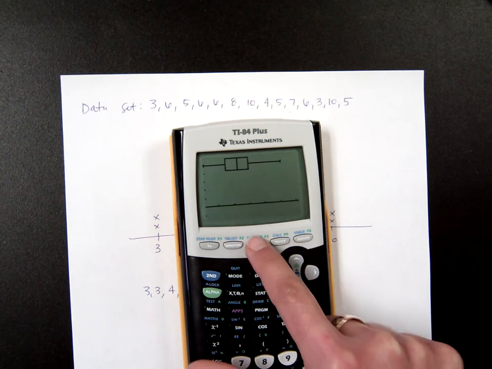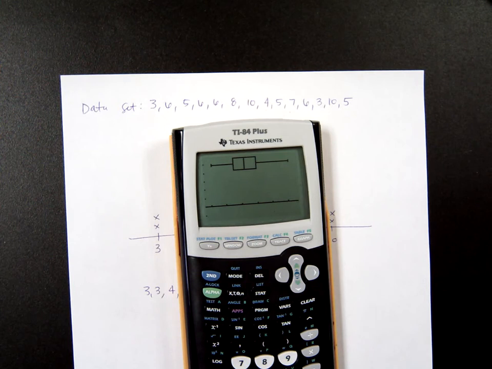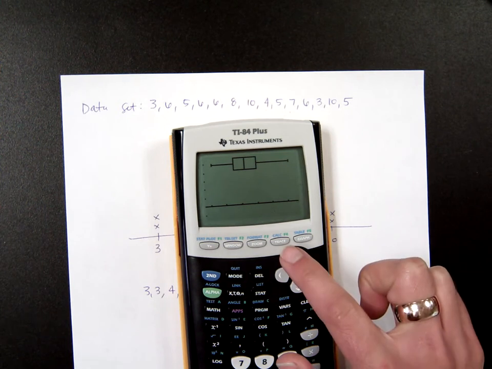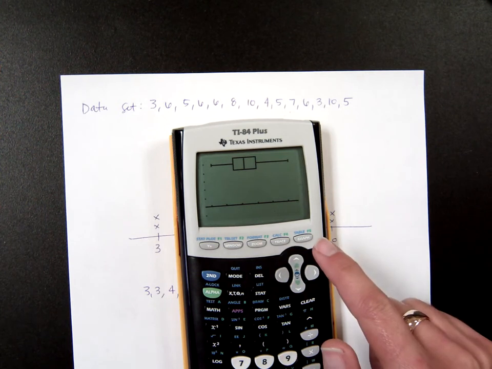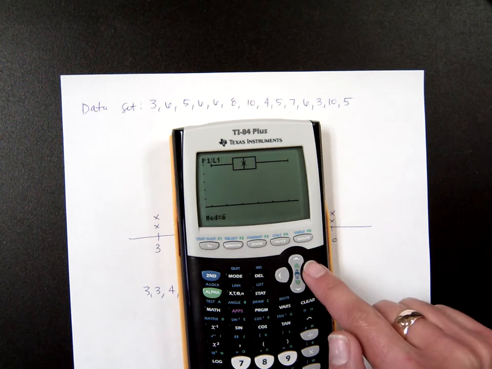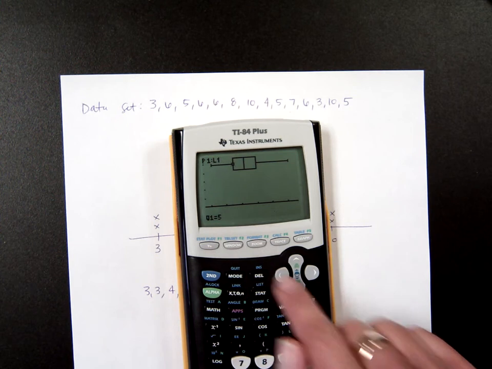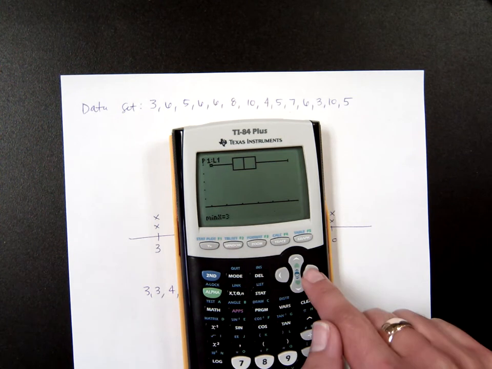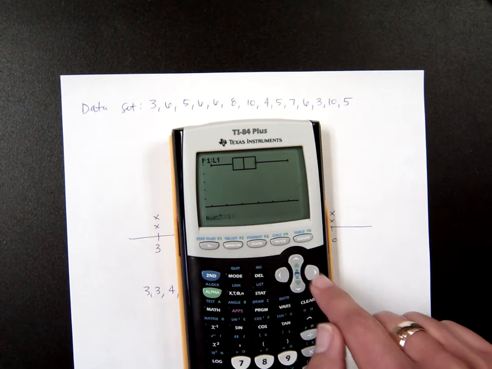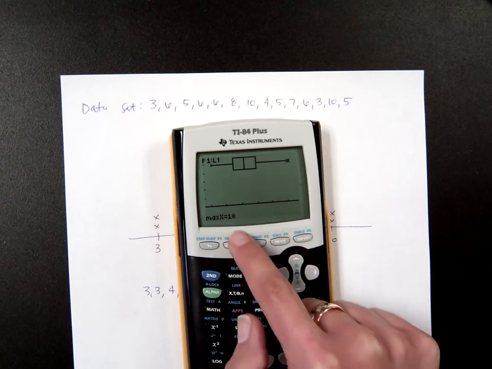Again, I can zoom 9. Okay, and that will give you the box and whisker. Okay, you can hit trace. That'll show you the median down here. It'll show you Q1. It'll show you the minimum. If you go over, Q3, and the maximum.